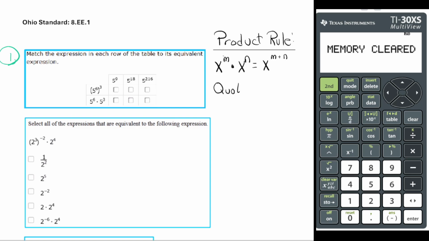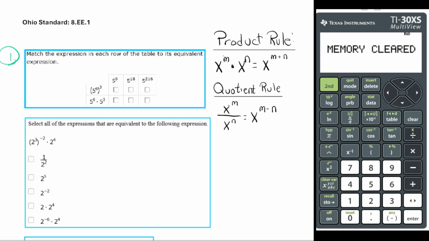Quotient rule is when you're dividing numbers with like bases that have exponents. So here we go, quotient rule. We have x to the m divided by x to the n is equal to x to the m minus n. So you think multiplication, you pair that with addition. When you think division, you pair that with subtraction.